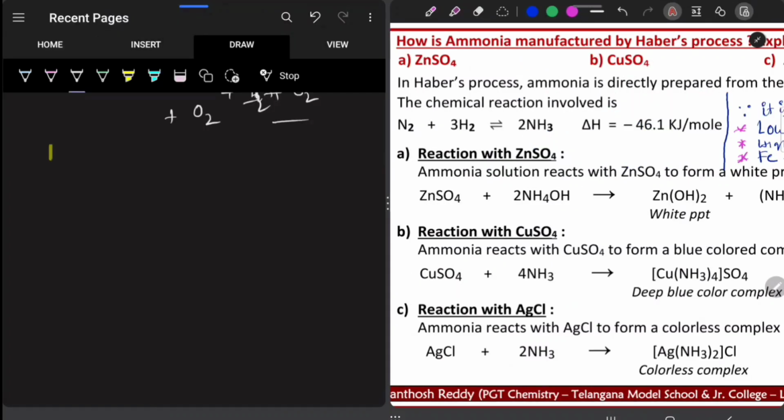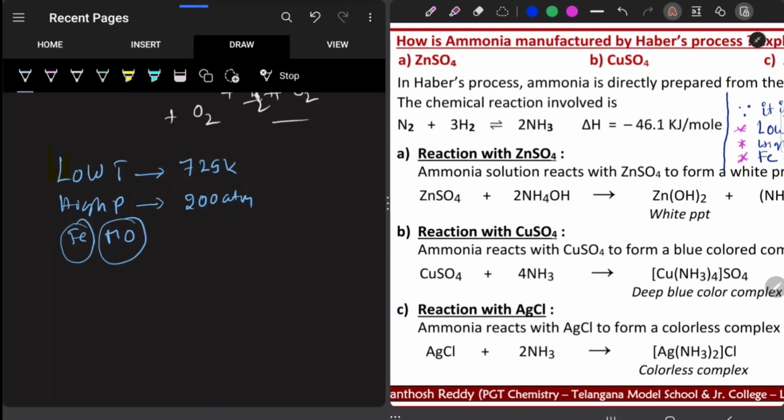See here what are the optimum conditions. Optimum conditions are low temperature, high pressure, and we use iron as catalyst and molybdenum as promoter. Here the value of temperature can also be mentioned. So it is around 725 Kelvin, and high pressure, this pressure is around 200 atmospheres, and iron is catalyst and molybdenum is taken as promoter. These are the things we need to write without any mistakes.